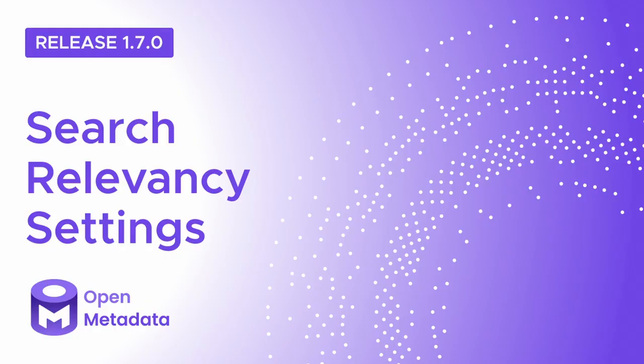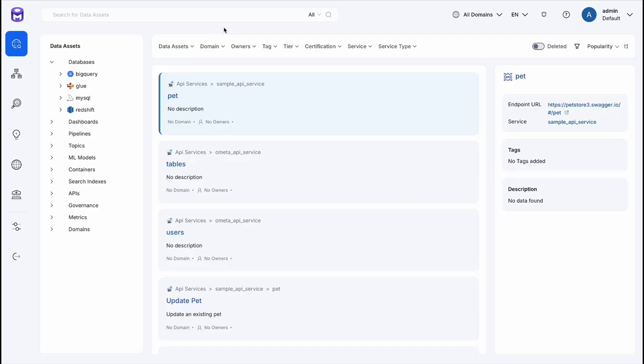OpenMetadata already brings search relevancy boosts based on your asset tier, which measures business criticality and asset usage. As data platforms grow, along with the number of assets, ensuring that the right piece of data appears first for your search results can help your users reduce time to action.